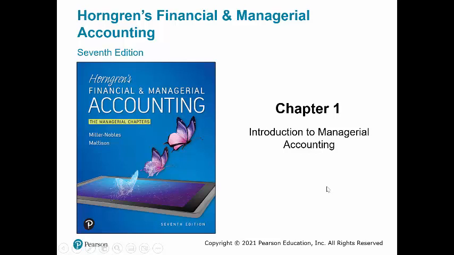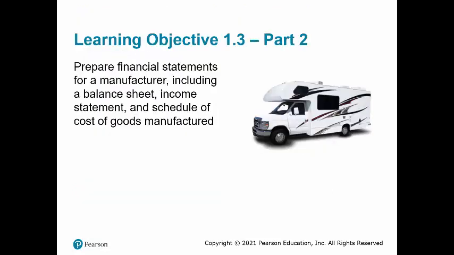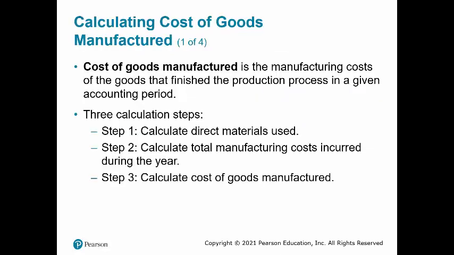This presentation is for Chapter 1, Introduction to Managerial Accounting. In this Part 2 of Learning Objective 3, we are going to learn how to complete the Schedule of Cost of Goods Manufactured. So there are 3 steps involved in calculating the cost of goods manufactured, which is the total manufacturing cost of the goods that finish the production process in a given year.